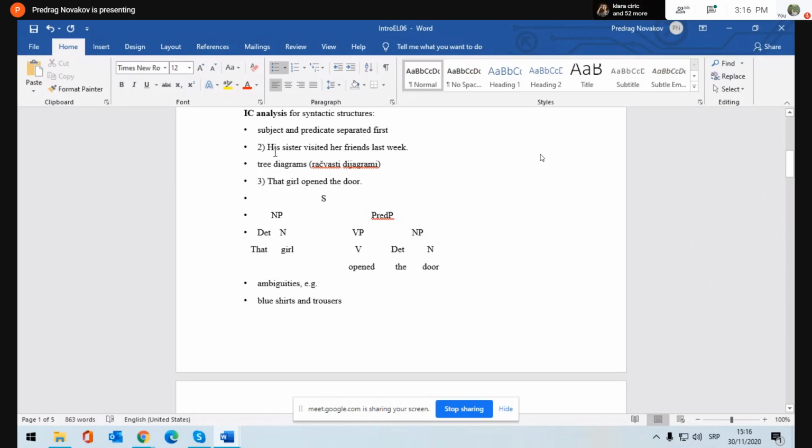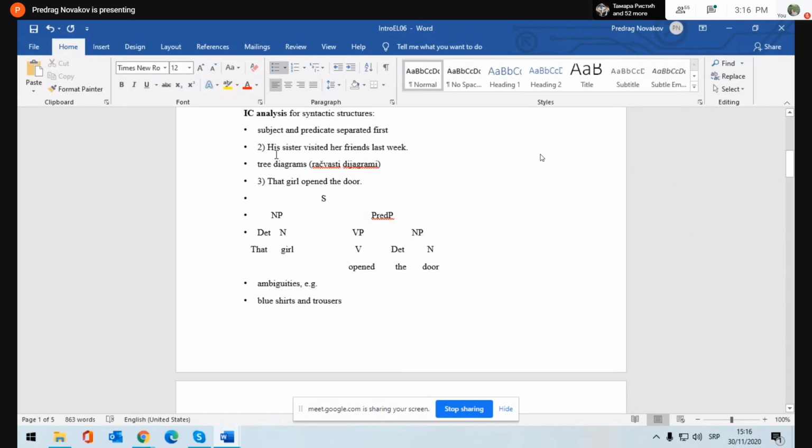Now let's go back. Do you have any questions about it before we go to number 2? Let me add, this is also something possible for the written exam. You get a sentence, you have to divide it into constituents. IC analysis in syntax.